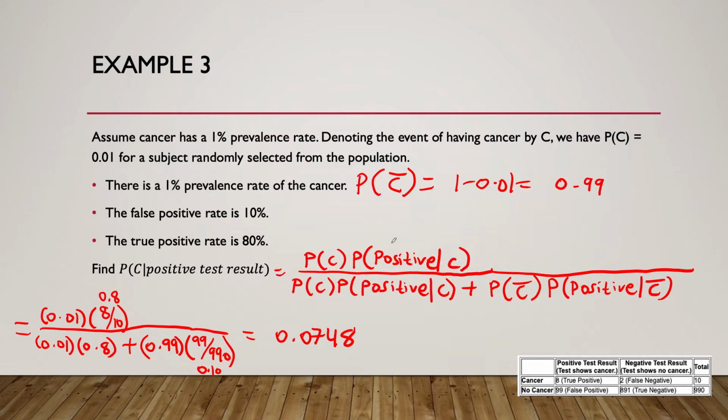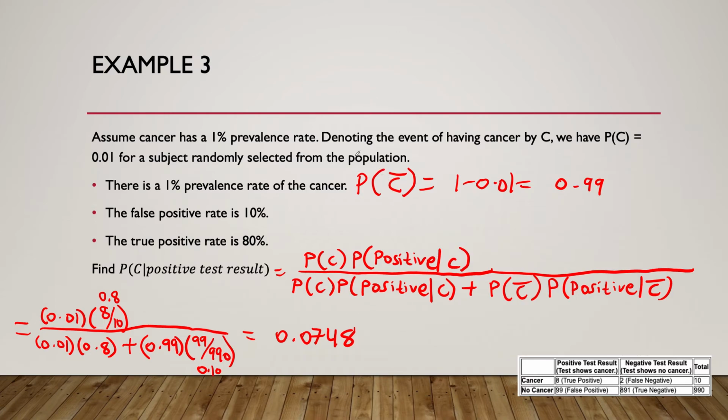An example then of Bayes' theorem would be: assume that cancer has a 1% prevalence rate. Denoting the event of having cancer by C, we have probability of having cancer being 0.01 for a subject randomly selected from the population. And this is based on this table down here. So from this we know there's a 1% prevalence rate of cancer, false positive rate is 10%, and true positive rate is 80%. We must find the probability of having cancer given a positive test result.